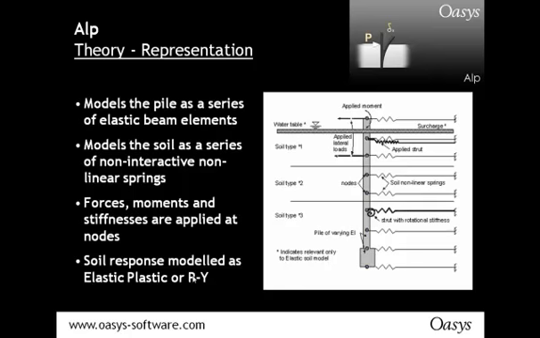Now, the theory behind, or the representation of ALP, is such that ALP determines the internal forces developed along the pile due to lateral loads or displacements. And as you can see with this model here, it models the pile as a series of elastic beam elements. It models the soil as a series of non-interactive, non-linear springs. The forces, moments, and stiffnesses are applied at nodes, and the soil response is modeled as either elastic plastic or PY.